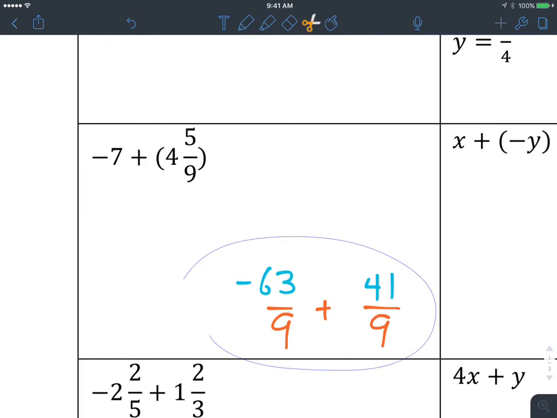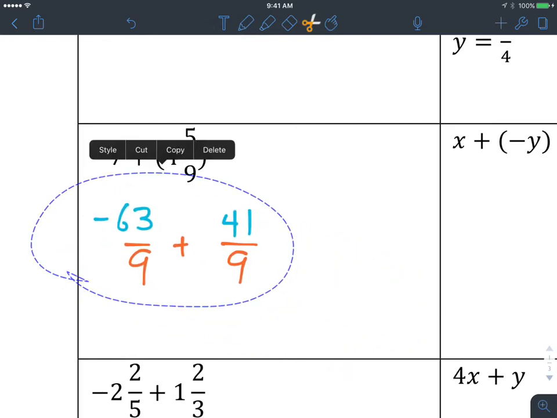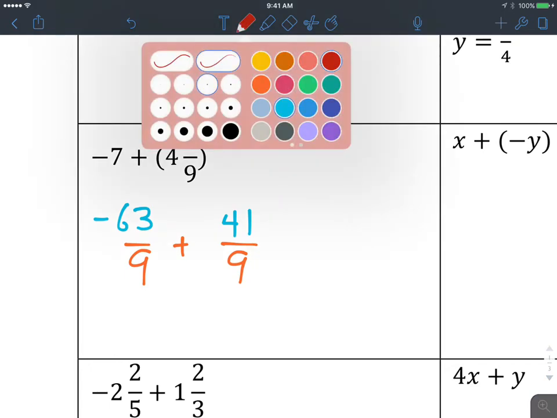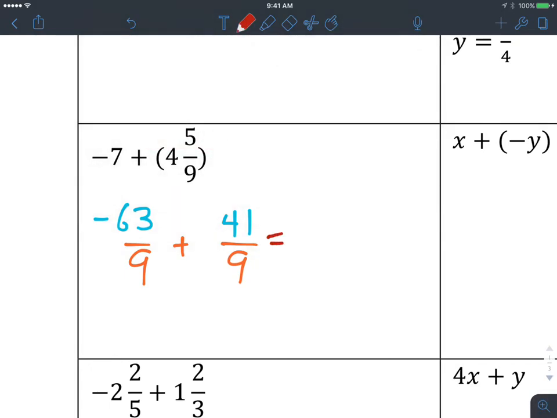And I have now my new problem of -63 over 9 plus 41 over 9. Now I have to ask myself, do these have the same sign or different signs? Because now I'm adding the numerators. Now I'm ready to add. They have different signs, which means I'm going to subtract the numbers. 63 minus 41 gives me 22.